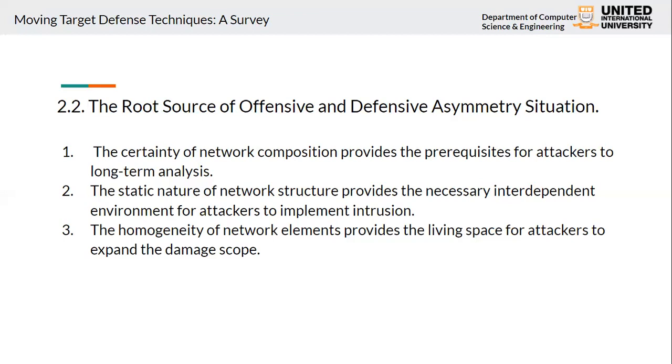And as a consequence, long-term planning for attacks and real-time response requirements for defenders lead to a time advantage for the attackers. And number 3, the homogeneity of network elements, and this will provide living space for attackers to expand the damage scope. So the attackers can threaten the entire network system by only finding one single flaw.